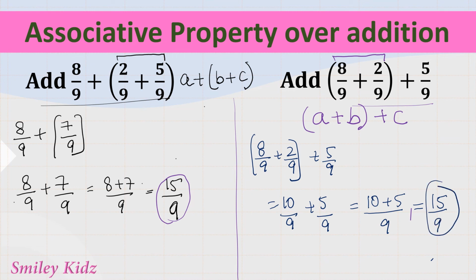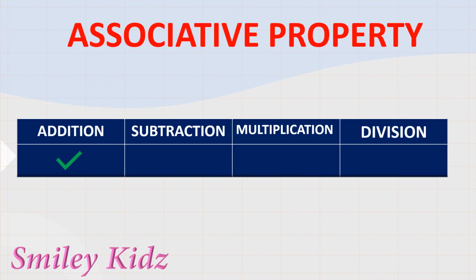When we did (A plus B) plus C, where A plus B is in brackets, we got 15 by 9. And when we see the first example, here also we got 15 by 9. That means associative property over addition is satisfied for rational numbers. We have filled the first block, that is, rational numbers satisfy associative property over addition.